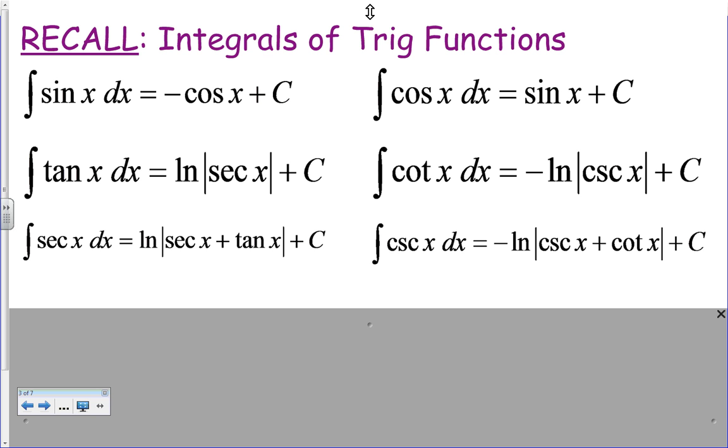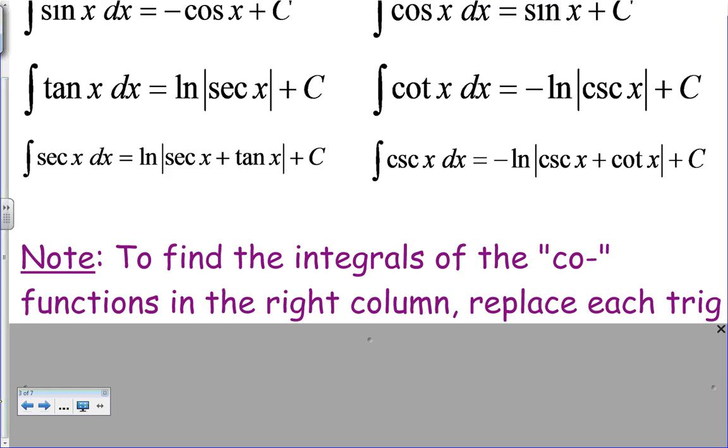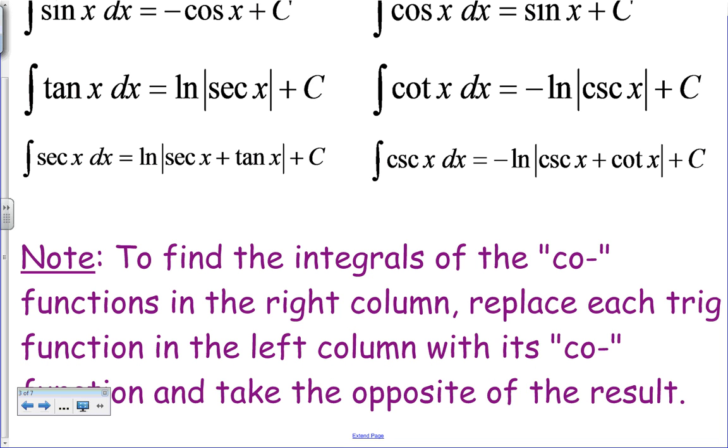Now again, once you know the three properties that we just went through on the left, there's a nice little property that tells us how to get the ones on the right. If you replace each of the trig functions with the cofunction, and then just take the opposite of your answer, you get those three properties on the right. And I have a note here to remind us of that. To find the integrals of the cofunctions in the right column, replace each trig function in the left column with its cofunction, and take the opposite of the result.